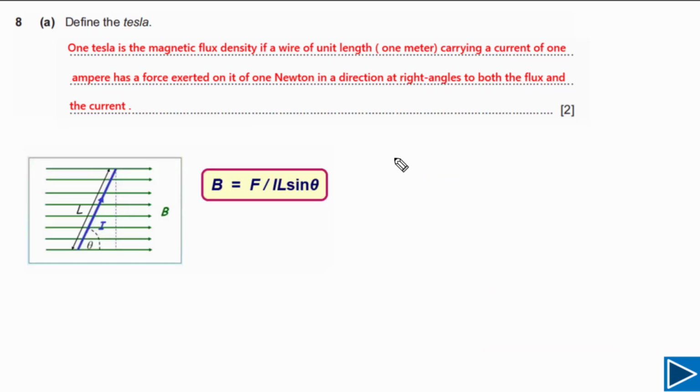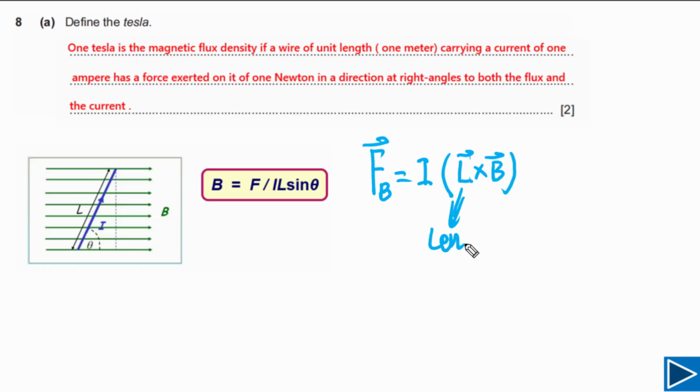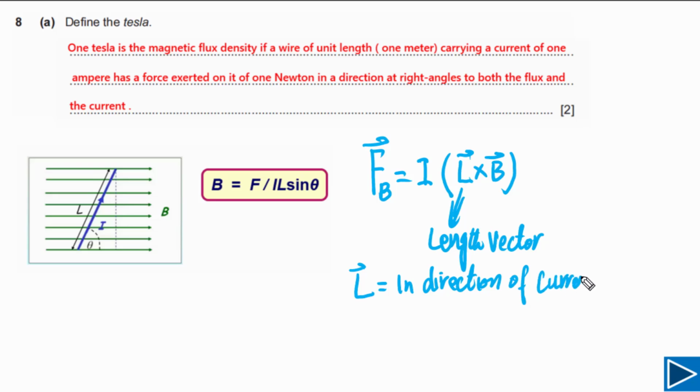Let's try to understand a little bit more about magnetic force, especially how we can write this in vector form. In vector form, we can say F_B is equal to I times L cross B. In this case, L is also a vector and L is called the length vector. So this is a vector quantity now. We will be treating this as a vector, and it has the same direction as the direction of current. Very important point: in the direction of current.